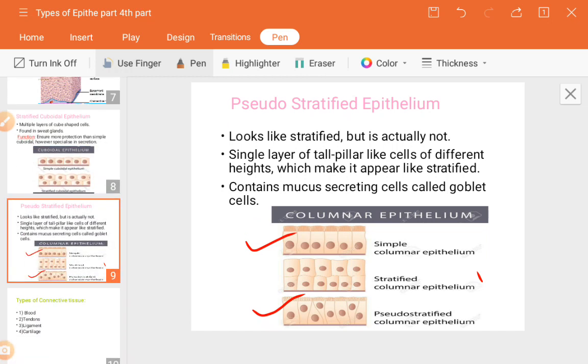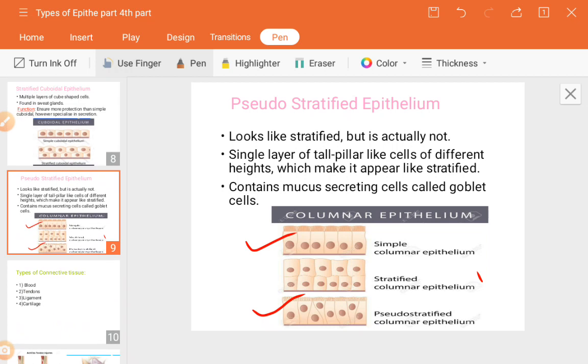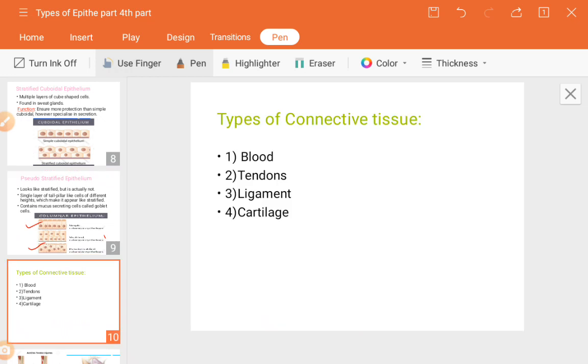Okay, so we will move towards the next portion. Before that, this is about the epithelium tissues and their subdivisions. So whenever a question arises, you have to mention the structure, their names, the function and their locations, okay. So, types of connective tissue.